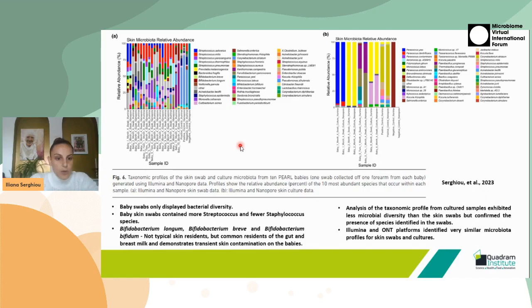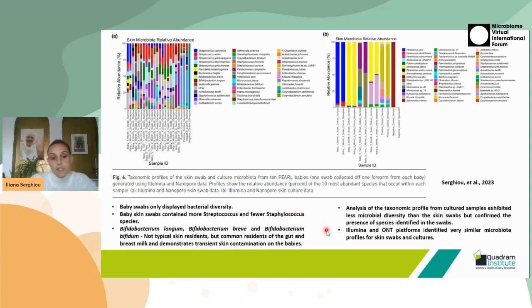These are taxonomic profiles of the skin swabs, which are shown in figure A, and then the cultures of the swabs, which are shown in figure B. These are from the 10 babies, and it's also showing the Illumina and the Nanopore data. I know this is a little bit hard to read on your screen, so the main point to take home is that the baby swabs only displayed bacterial diversity, whereas the adult swabs had bacterial diversity, viruses and phages present as well.